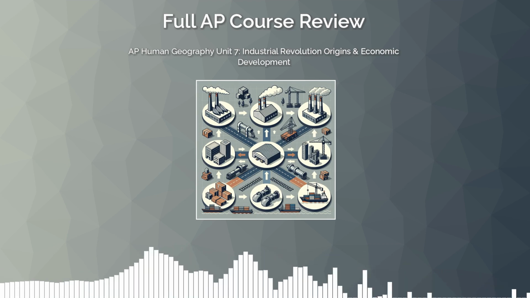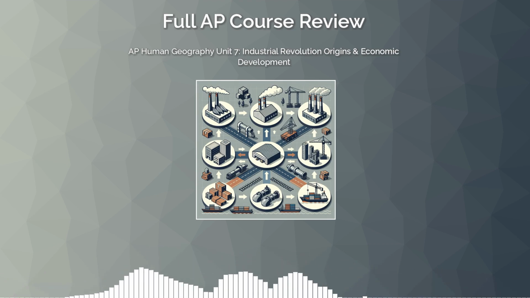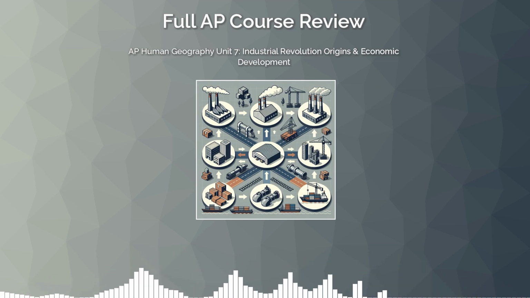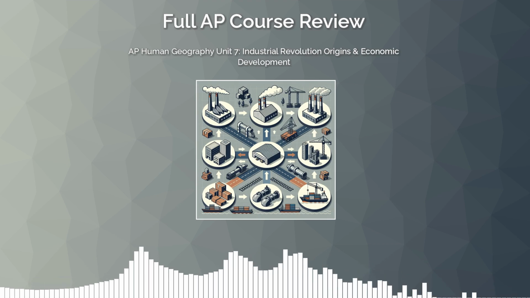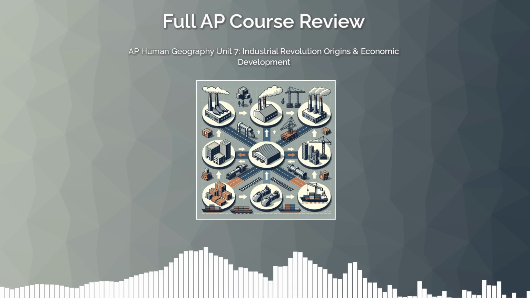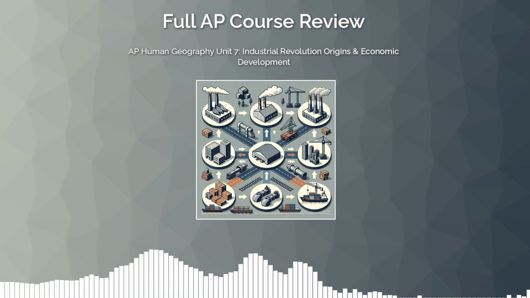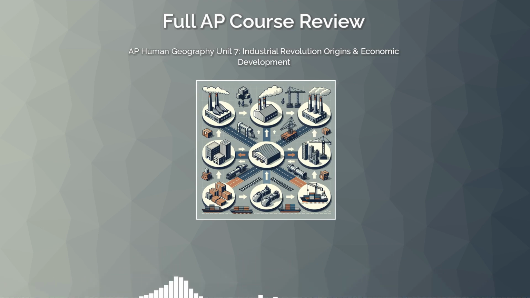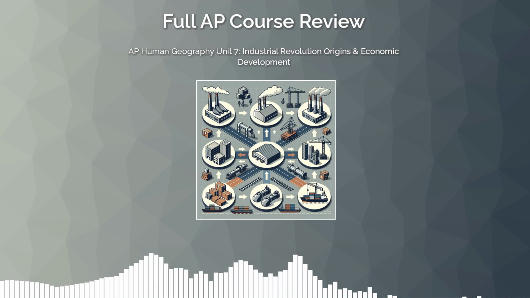Dutch disease gets its name from the Netherlands in the 1960s, when the discovery of natural gas caused the Dutch guilder to appreciate so sharply that Dutch manufacturing became uncompetitive and began to collapse. The same pattern has played out from Nigeria to Bolivia to Zambia. You strengthen one sector so dramatically that you hollow out all the others. On the exam, if you see a question about a country where resource wealth correlates with declining manufacturing or agricultural exports, Dutch disease is almost certainly the answer being tested.